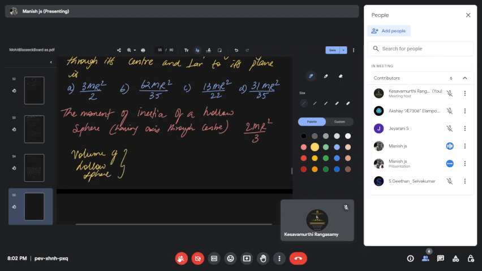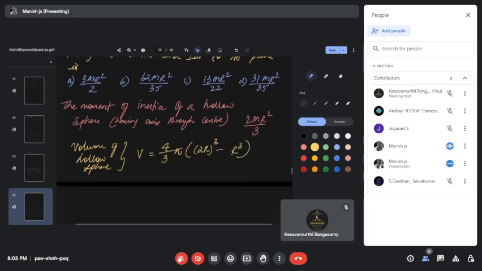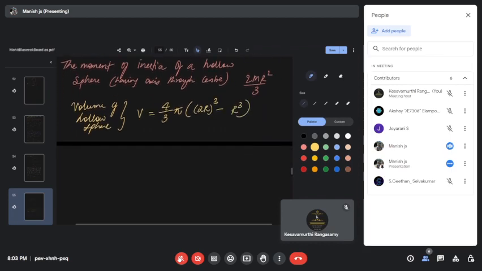So the volume of the hollow sphere we need to first find out. That is 4 by 3 pi r cube for a solid sphere. Because it's hollow here, it is the bigger radius cube minus the smaller radius cube. So (2r) the whole cube minus r cube. So we need to substitute the values and go for a simplification.